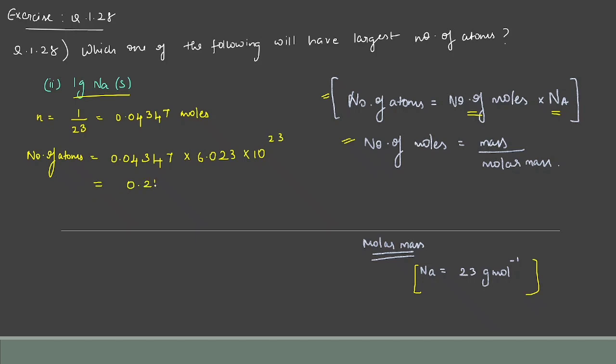The value turns out to be 0.26187 into 10 power 23. So taking one step forward, 2.6187, and since we have taken it to the right, we'll multiply 10 power minus 1 into 10 power 23, which finally turns out to be 2.6187 into 10 power 22.